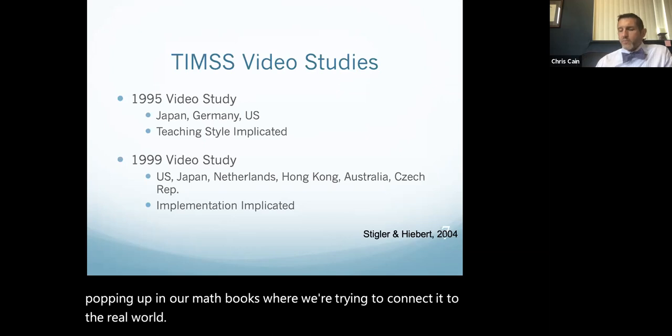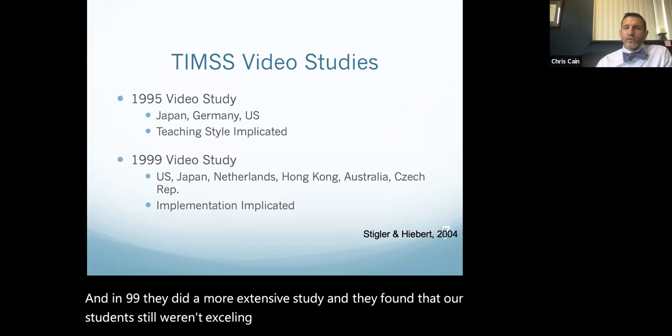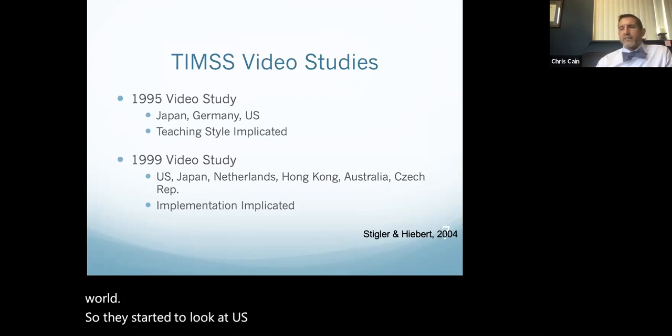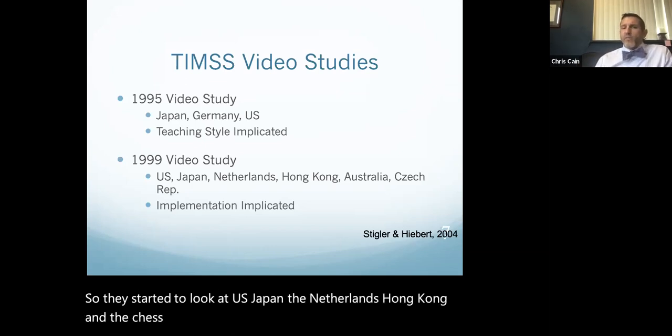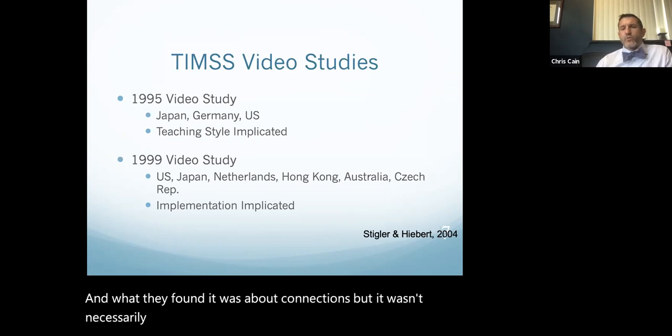And in 99, they did a more extensive study, and they found that their students still weren't excelling even with this connection to the real world. So they started to look at US, Japan, the Netherlands, Hong Kong, and the Czech Republic. And what they found, it was about connections, but it wasn't necessarily about connections to the real world. It was about connections to the mathematics.